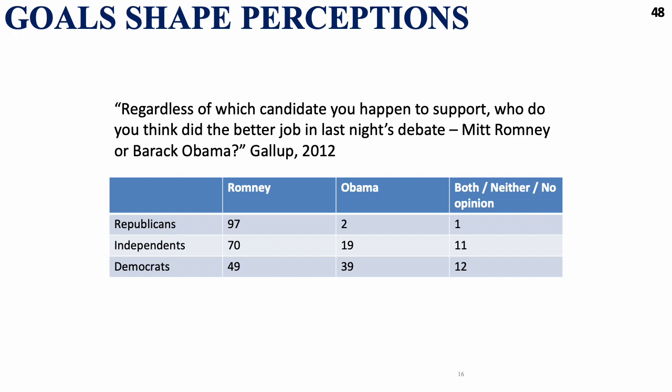So Democrats 49 to 39 said that Romney did better. Independents, less than Republicans, but also said that Romney did better. The biggest takeaway, though, is that usually, when you favor a candidate, you might perceive that they did a better job, and this is a great example. 97% of Republicans believe that Romney did a better job, and I'm sure that when the debates start happening this year, we'll see something very similar where 90 some odd percent of Republicans will say Trump did better, and then you'll see the split with the Democrats, and so on and so forth.